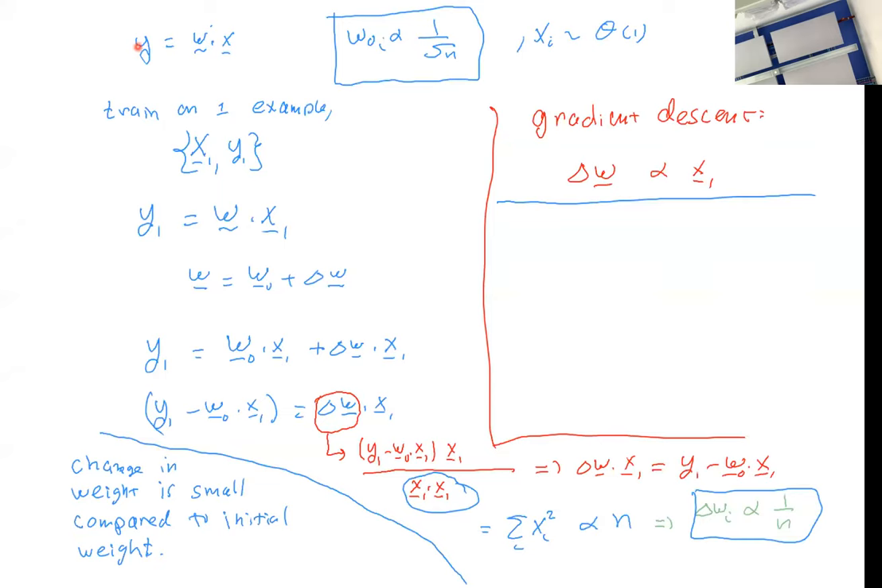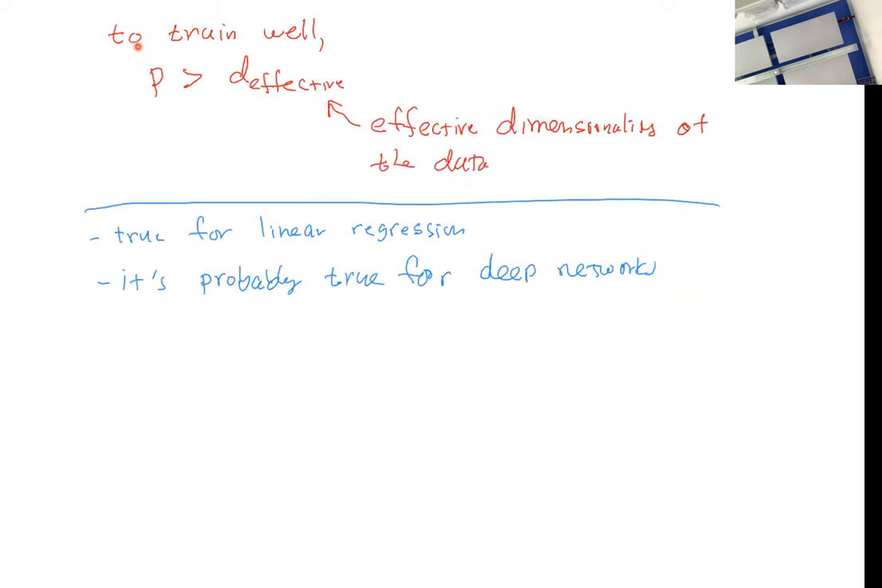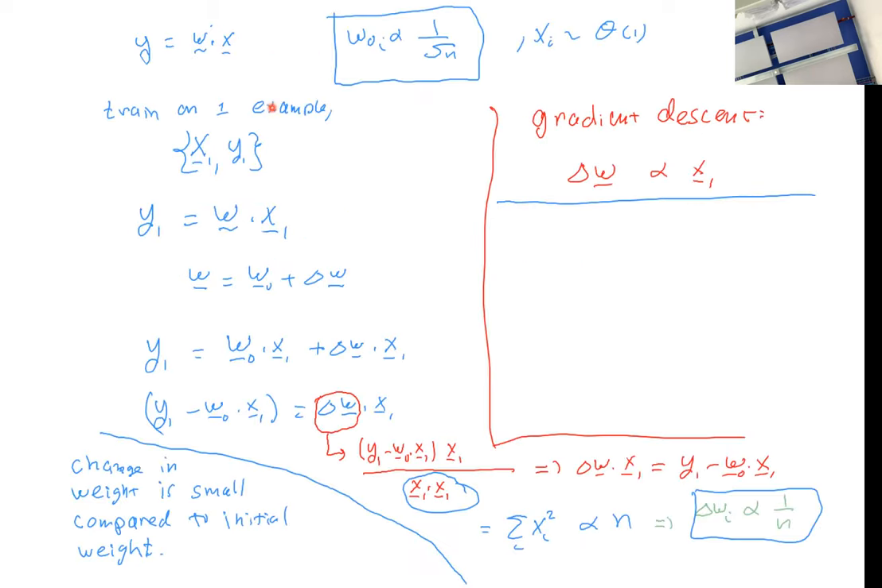So two important things we've learned. One is, to train well, we only need the number of training examples to be large compared to the effective dimension, which is going to come up a little later. And the other one is that if we train in high dimensional systems, the weights don't have to change very much. Okay, so this is with one example. You can work that with multiple examples, and you generally get the same thing. There are cases where things go wrong.